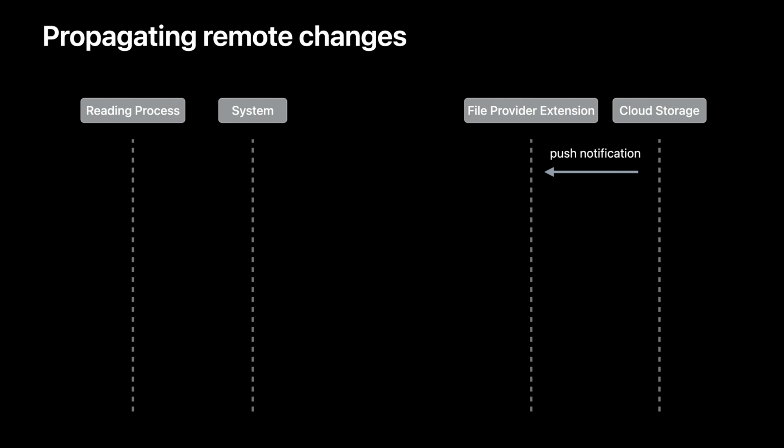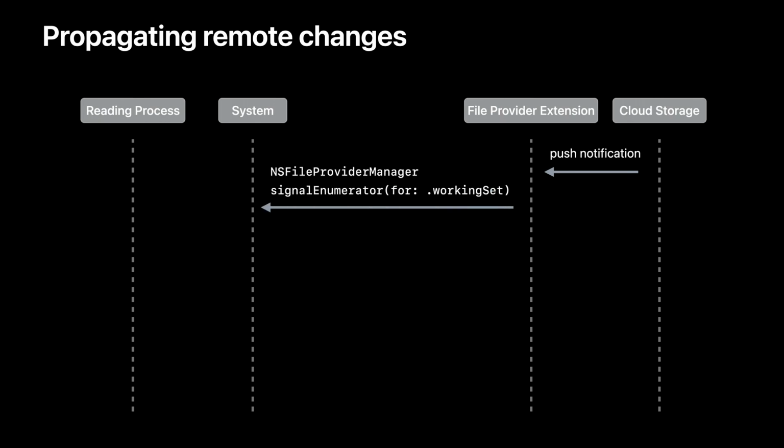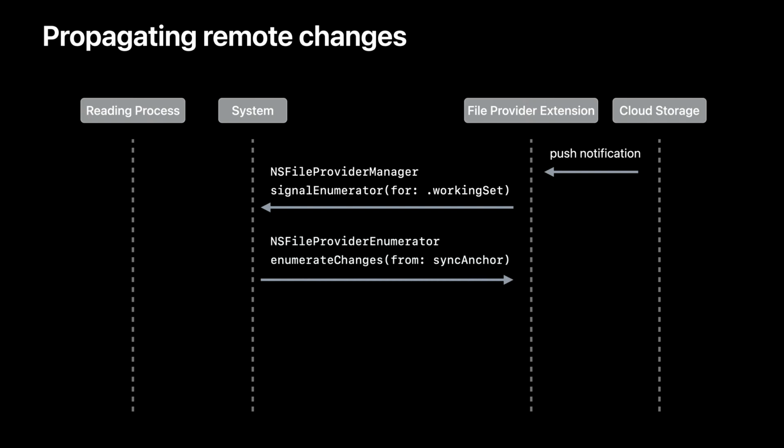But what if those contents change remotely? Well, you will have to inform the system of the remote change. Let's look at how that works. If there's a remote change, your server can send a push notification to the Mac. In response to that push notification, you signal the system that there are changes that need to be enumerated from a special enumerator, the working set. The system will turn around and enumerate the items that have changed in the working set.